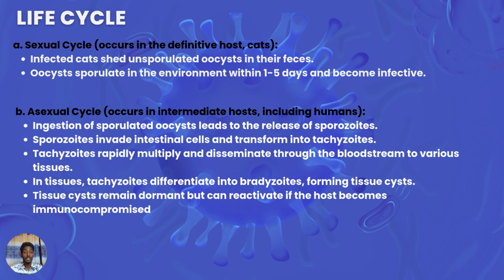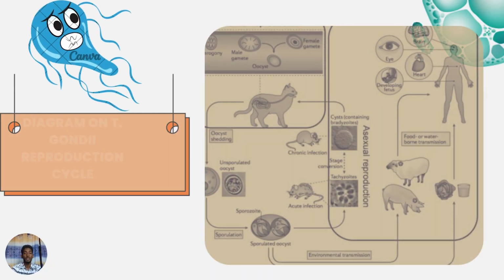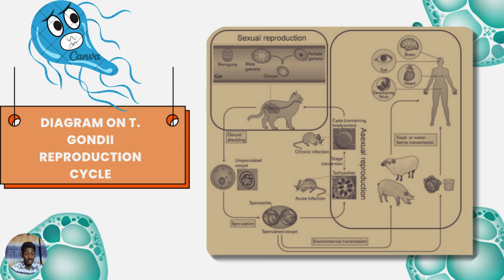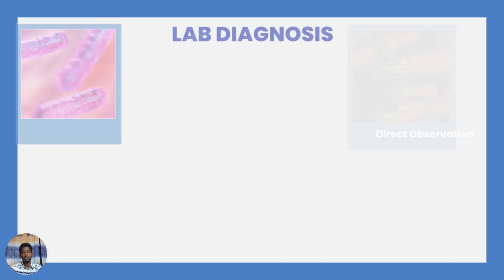Now, in tissues, tachyzoites differentiate into bradyzoites, forming tissue cysts. These tissue cysts remain dormant but can reactivate if the host becomes immunocompromised, as I mentioned before in the previous slide. Now, moving on, this is the diagram. Basically, it summarizes the sexual and asexual reproduction of the parasite. I won't go over it because this is basically a summary of the previous slide.